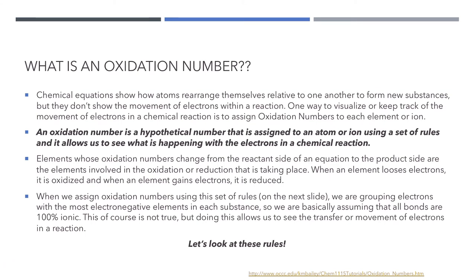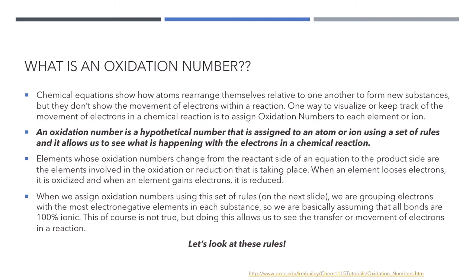So what is an oxidation number? Chemical equations show us how atoms rearrange themselves relative to one another to form new substances, but they don't show the movement of electrons within that reaction. One way to keep track of the movement of electrons in a chemical reaction is to assign oxidation numbers to each element or ion. An oxidation number is a hypothetical number that's assigned to an atom or ion using a set of rules, and it allows us to see what's happening with the electrons in that chemical reaction.